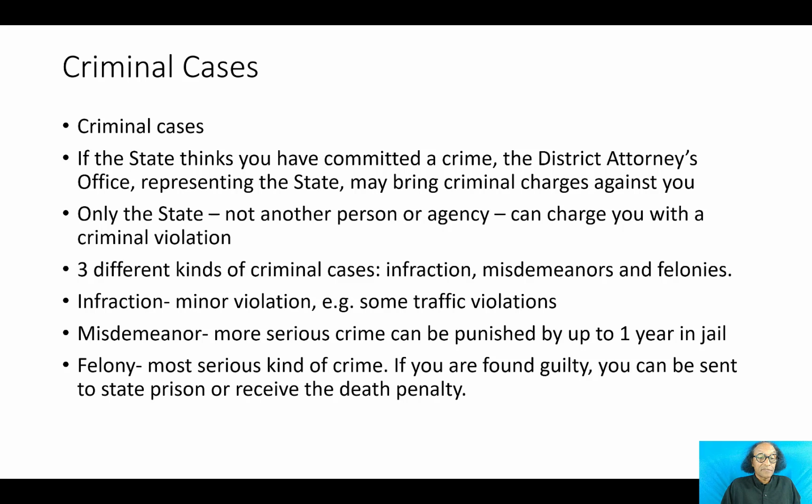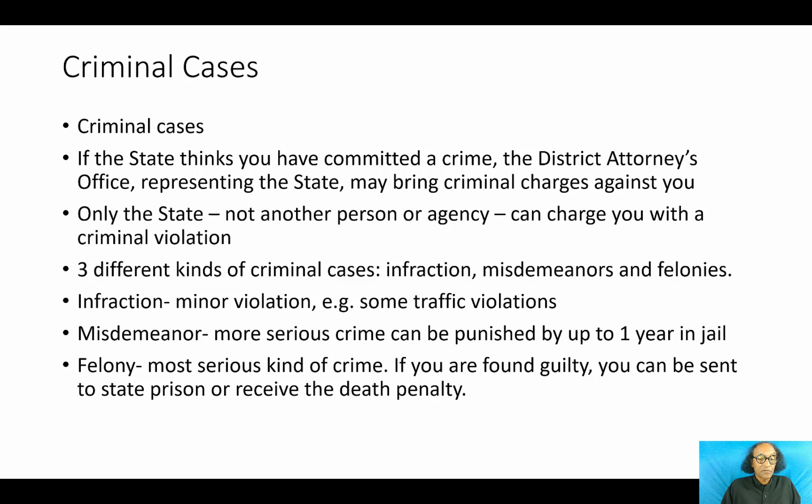If jail time of any kind is involved, it usually would be elevated to a misdemeanor. And a misdemeanor is basically defined as a crime that can be punished by up to 1 year in county jail. Up to 1 year in county jail. And the most serious kind of crime is called a felony, and that would be robberies, murders, assaults, a whole bunch of other violent and property crimes. And if a person is found guilty of violating those crimes, that person can expect to do state prison time of over 1 year.